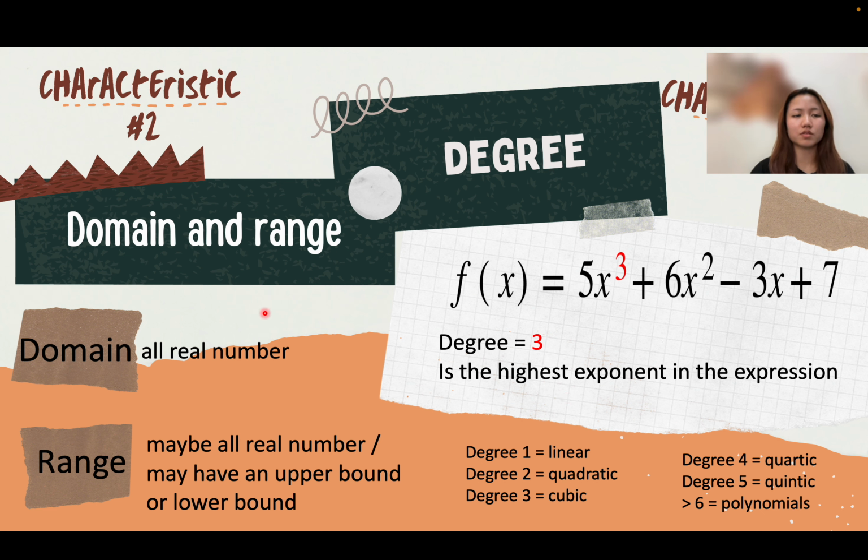And then domain and range. Domain means all real numbers. Range may be all real numbers or may have an upper bound or lower bound. Then we have degree 1 is linear, degree 2 is quadratic, degree 3 is cubic, degree 4 is quartic, degree 5 is quintic. Bigger than that, we just call it a polynomial function. We don't need to memorize all of them, we just remember degree 1 to 5.